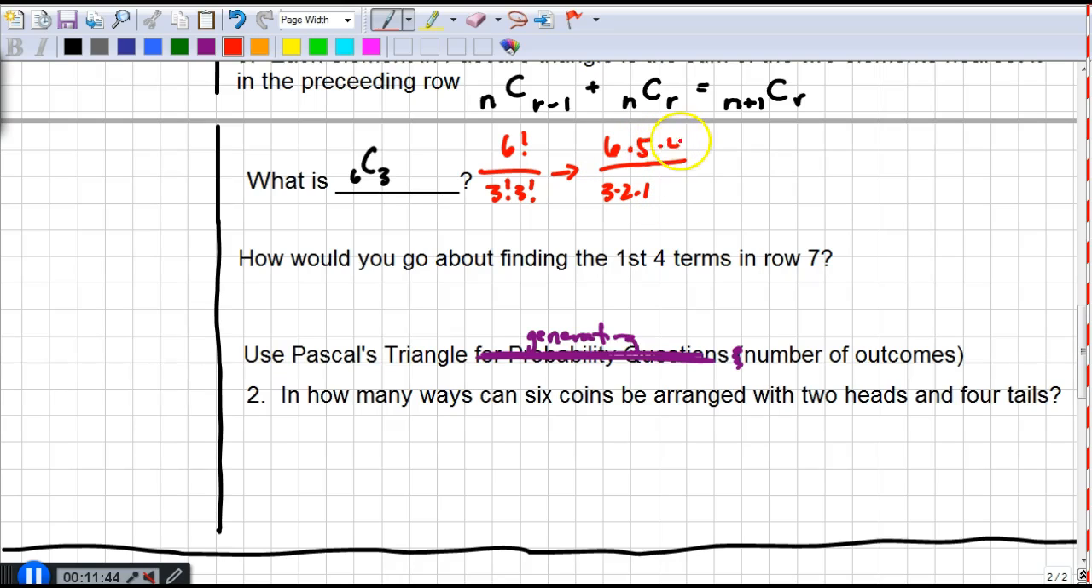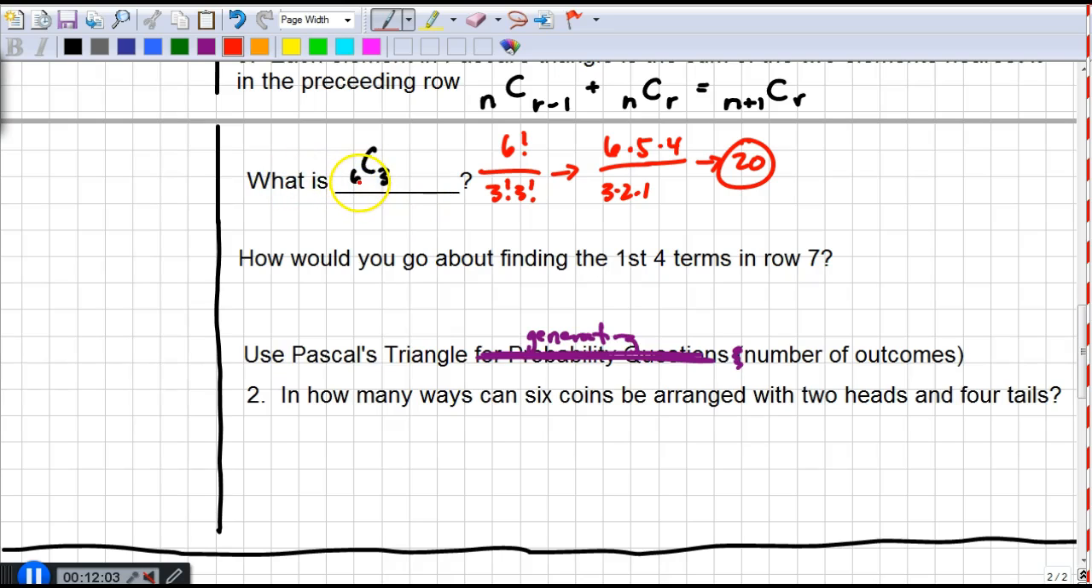and 3 times 2 times 1. 6 times 5 times 4. And when you do that, you'd get the number 20. That is a perfectly legitimate way to answer this question, using your knowledge from 10.1 and the definition of combination. If you want to utilize the triangle, however, you could generate your answer potentially a little bit faster.